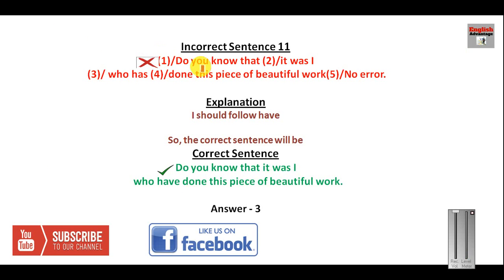Do you know that it was I who has done this piece of beautiful work? Just see here, this I is correct. This I should be followed by have here. This who is creating confusion. But even if who is here, it will be followed in the same way. I will be followed by have. So this is incorrect here, and your answer will be 3.